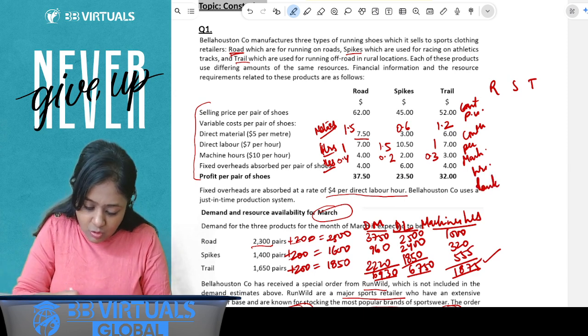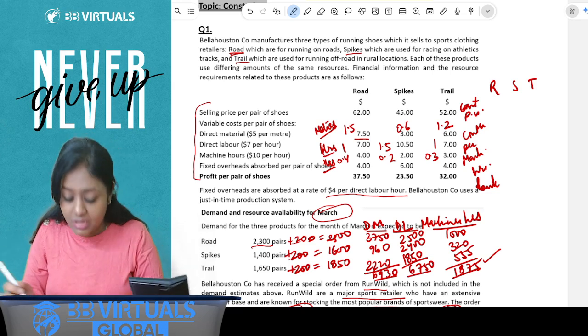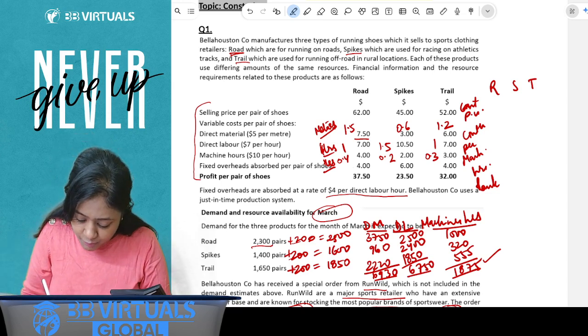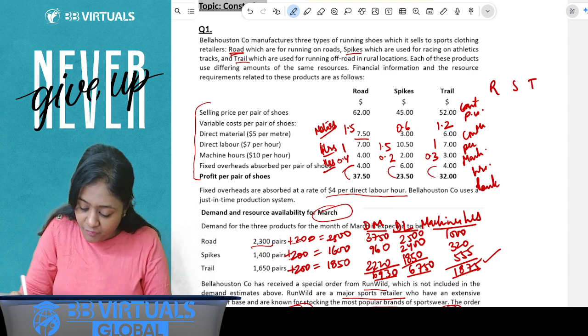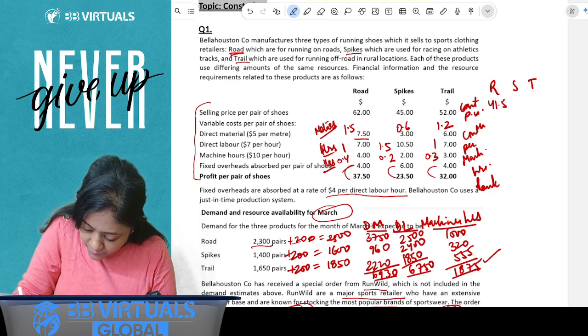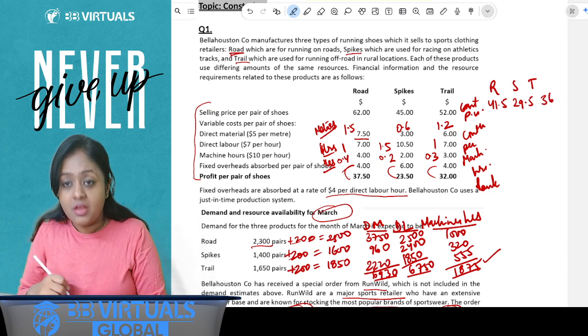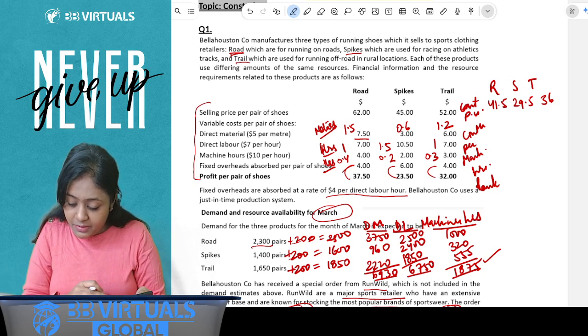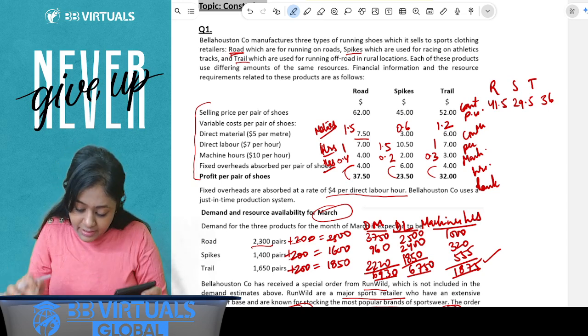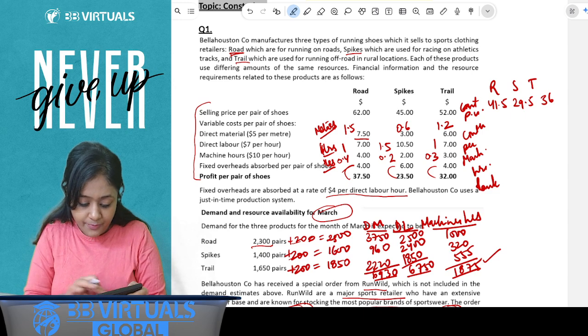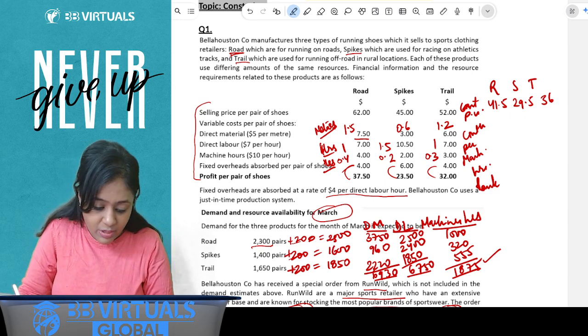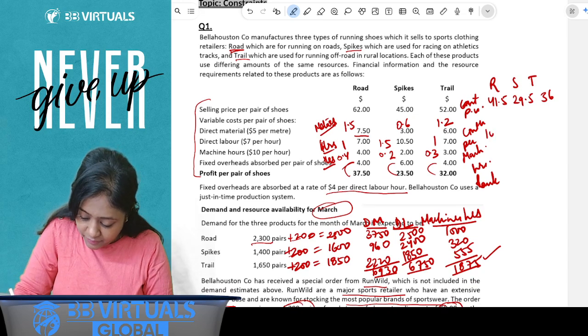So let's do what is contribution per unit. Simply, guys, don't rack your brains. Profit plus overheads will give you contribution. So just add it: 37.5 plus 4 is 41.5. Here it is 29.5 and here it is 36. Contribution per machine hour will be 41.5 divided by 0.4. I get 103.75.